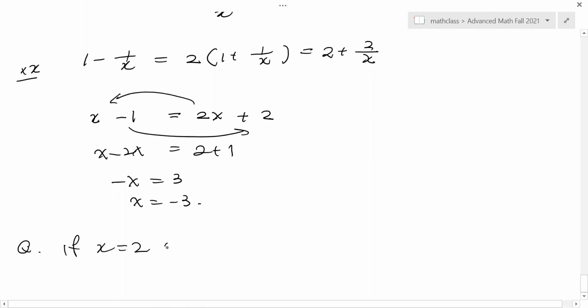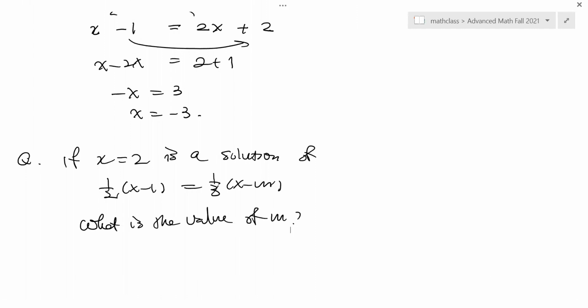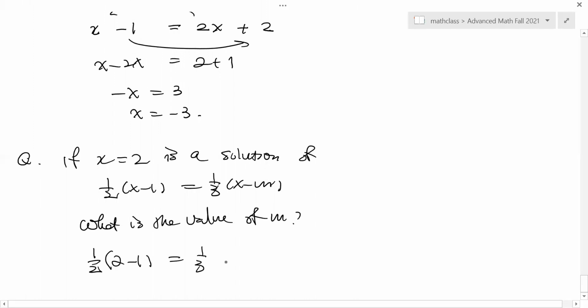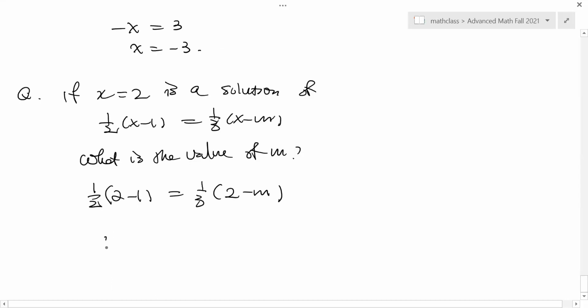So if x equals 2 is a solution of the following equation, the question is, what is the value of m? So m is a constant here. It's independent of the x variable. So we know 2 is a solution, right? To solve this problem, all you have to do is plug 2 for x into the equation. So you get 2 minus 1 divided by 2 is 1/2.